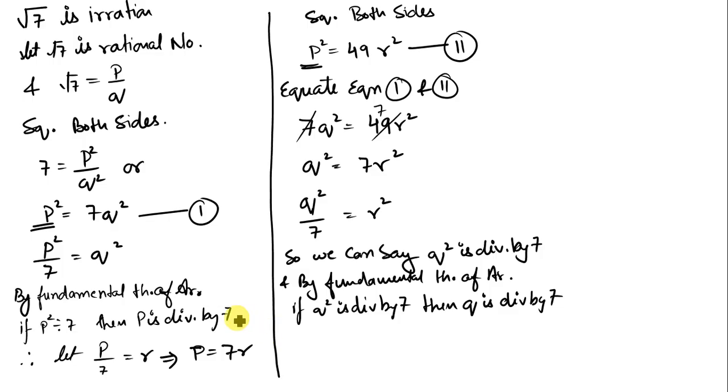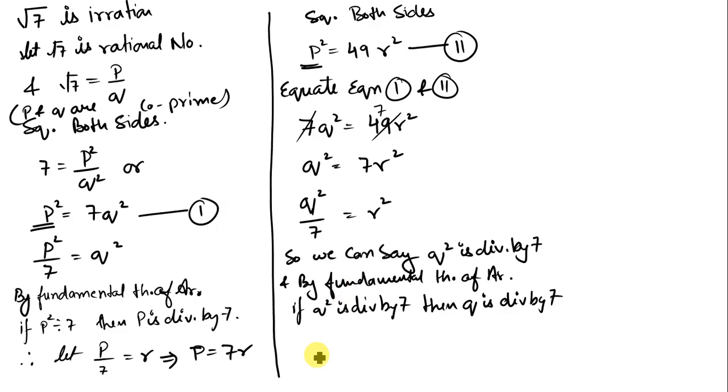Now the same problem arises: P is divisible by 7 and Q is also divisible by 7. And we had considered that P and Q are co-prime. Oh, I forgot to write it, so we will write it here: P and Q are co-prime.